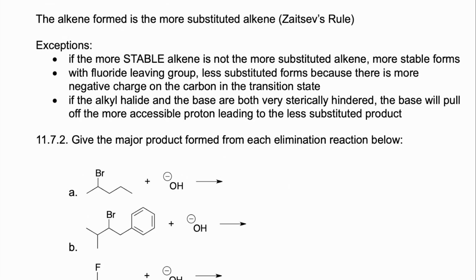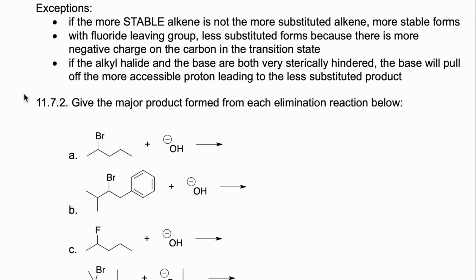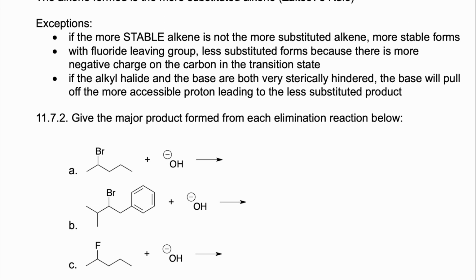Whenever possible, the alkene product that's formed is the more substituted or the more stable alkene product. There are a couple of exceptions here, and some examples to try to illustrate these exceptions. Sometimes the more stable alkene is not the more substituted alkene. The main time this happens is when the alkene is conjugated. So the more stable alkene might be conjugated, and it might not be the most substituted possibility.